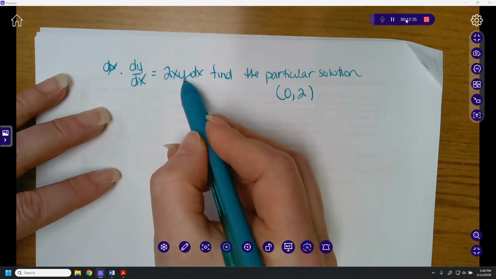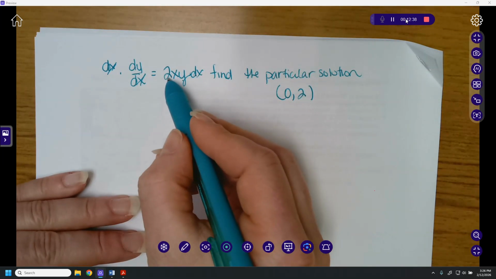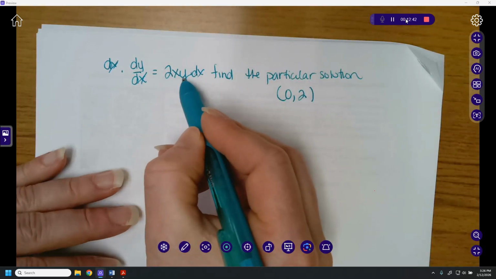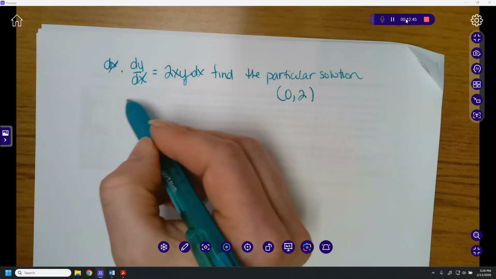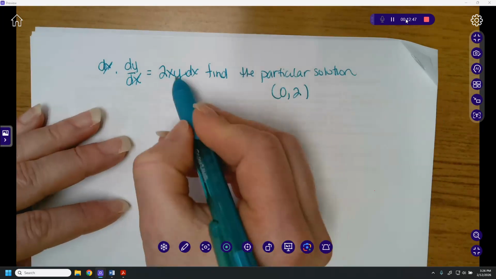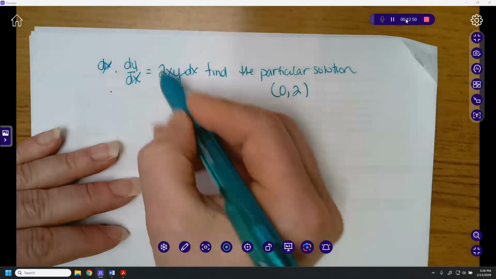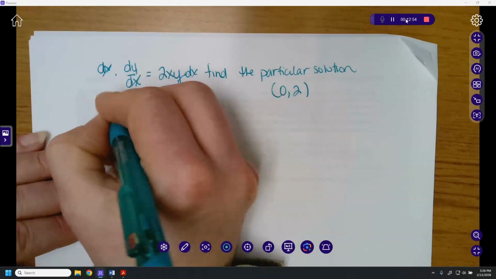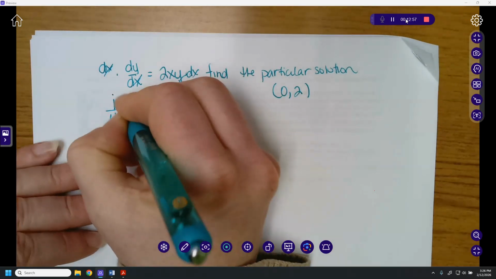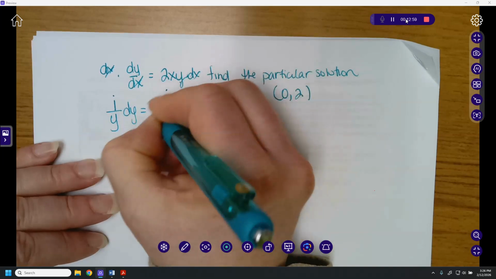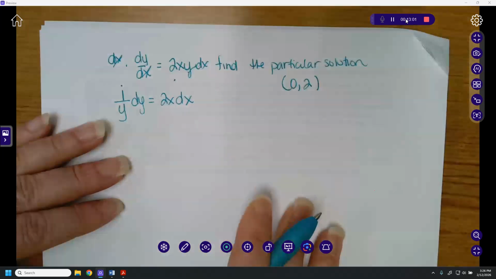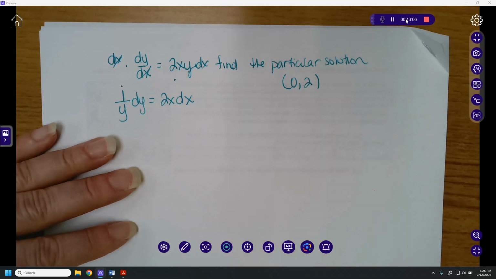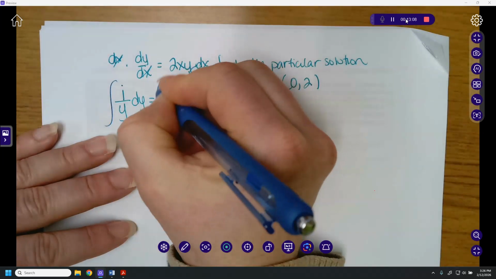I now need to move the y, and again, you can choose to keep the 2 with the x or the y. It does not matter. I choose to leave it over here more often just because it would be nice if y was alone when I moved it. I'm going to divide both sides by y. By the way, if y is on the bottom, you would multiply both sides by y. When I divide both sides by y, I once again get this 1 over y. Over on the right, I have 2x dx. Okay. Once you've separated your variables, now you move on to taking the antiderivative of both sides.